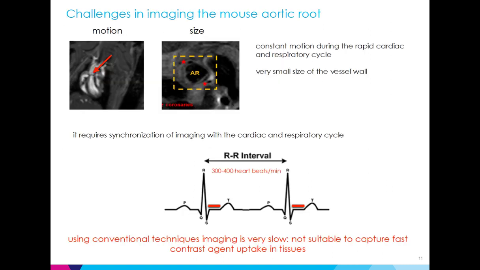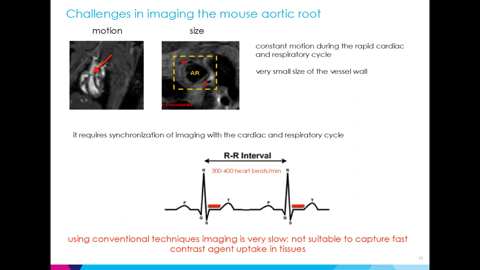There are challenges, though, in imaging the mouse aortic root. For example, you can see here the aortic root indicated by this red arrow, coming out, of course, of the left ventricle. And as you can imagine, the aortic root moves constantly with the cardiac and respiratory cycle. It's a structure that, especially in the mouse, is very small in size. And so we're talking about taking images of a structure that is very small and constantly moves.